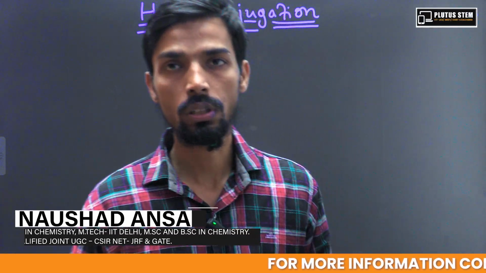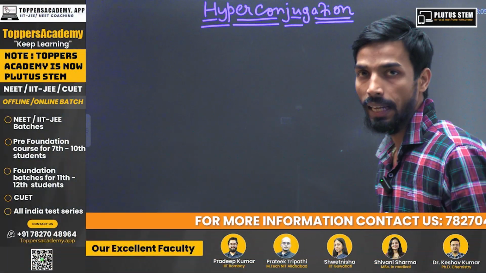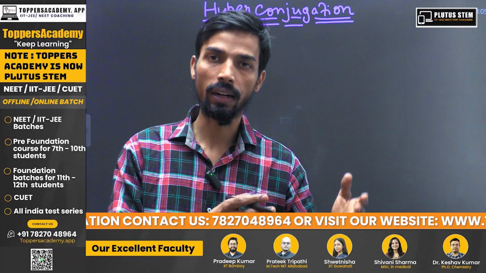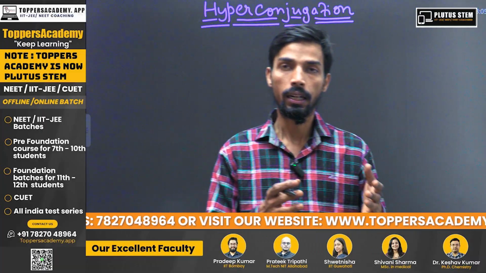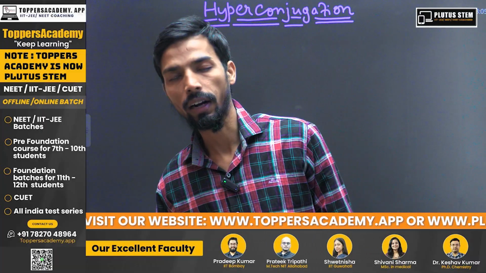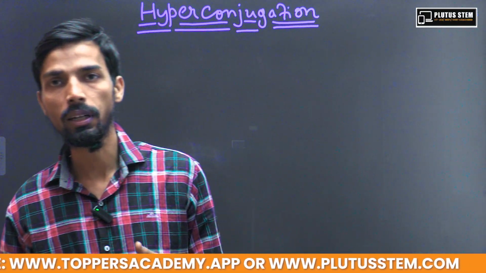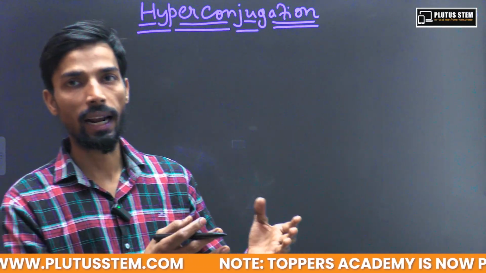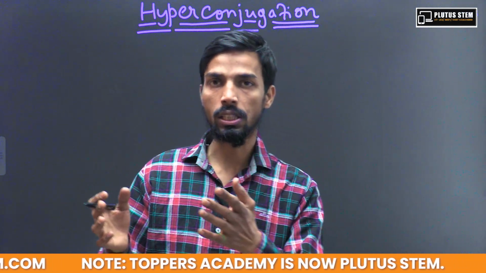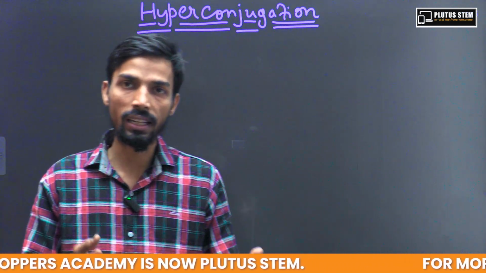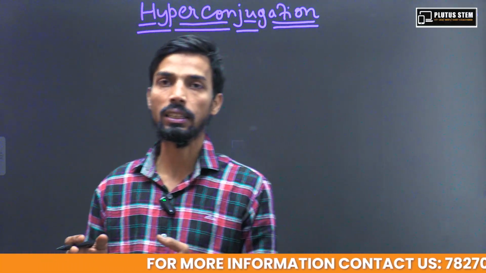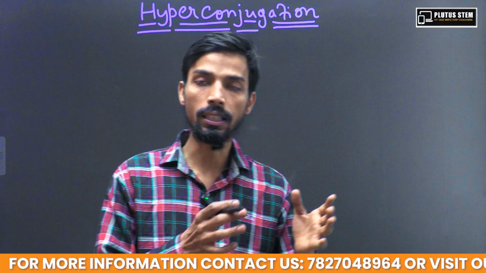So today we are going to discuss a very important effect, that is hyperconjugation. We have already covered various other effects such as mesomeric effect, inductive effect, electromeric effect. All these effects play a very important role in various concepts of chemistry, like knowing the stability of a carbocation, stability of alkene, and how a reaction is going to proceed or not. These are the various factors that are affected by these important effects.